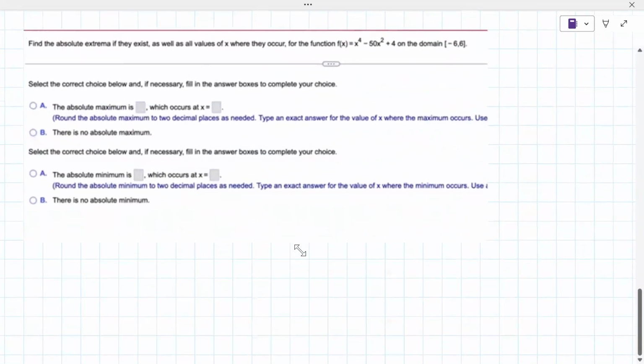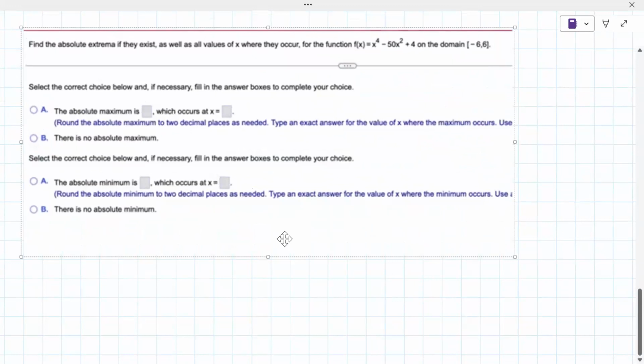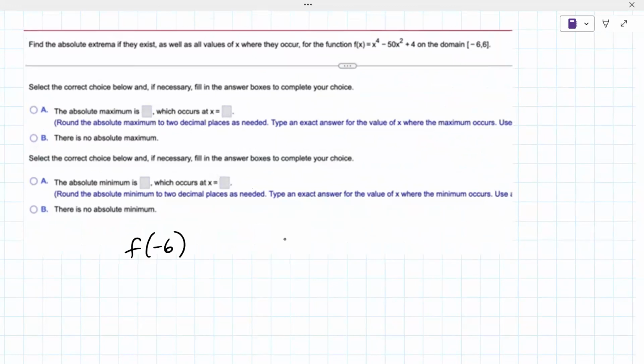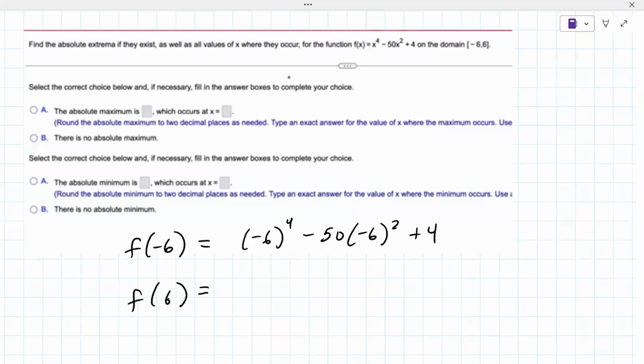Right. And moving on to the next one. The first thing here is to evaluate the function at -6 and 6, the two endpoints. So that's -6 to the power 4 minus 50 times -6 squared plus 4, like that.